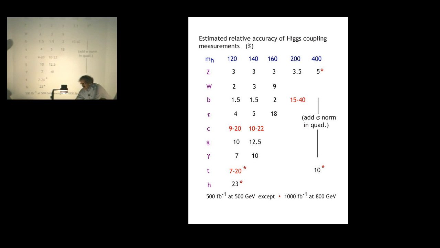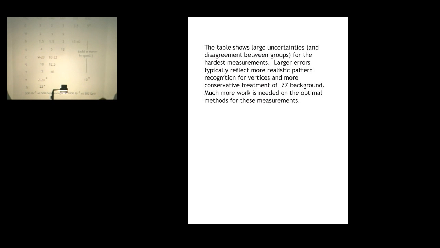The discrepancy between those numbers says that there's a lot of work to be done to figure out, given some ideal goal that we should be able to reach in terms of the accuracy of measuring these Higgs branching ratios, how do we develop the tools to really go and do it? So that's what's said on this slide.